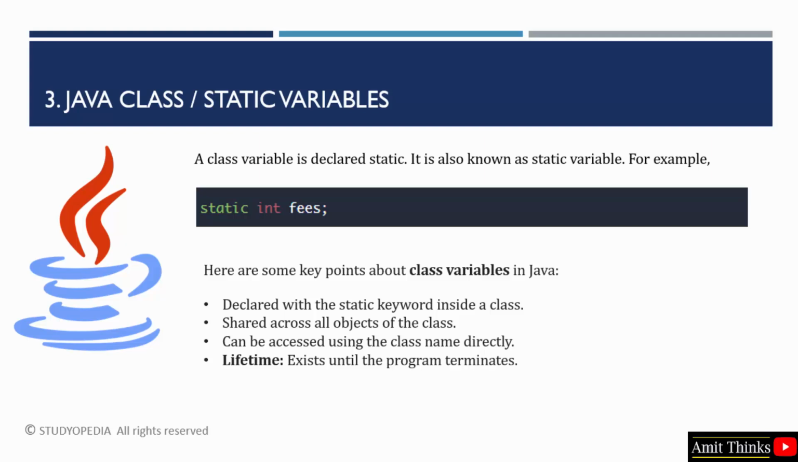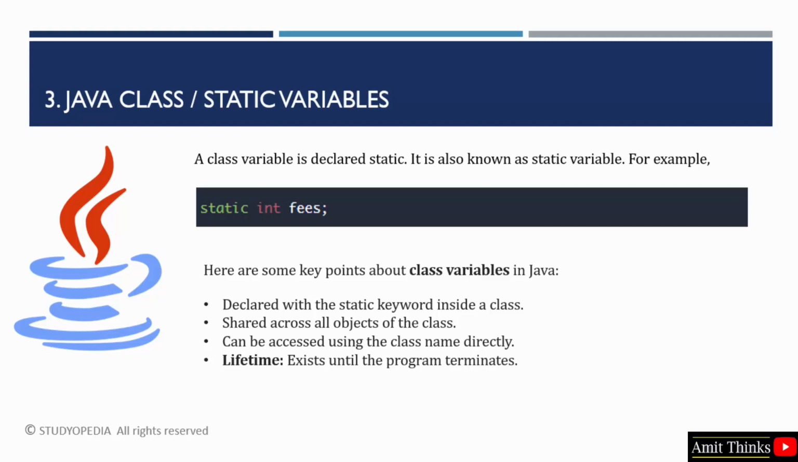Now we have our class variable, that is static variables. They have class scope. A static variable is declared with the static keyword inside a class. It is shared across all objects of the class. It can be accessed using the class name directly. Lifetime, it exists until the program terminates. So this is how we can create a class or static variable. We need to use the static keyword just before the data type name. So here we have created static int fees, that is an integer static variable fees.